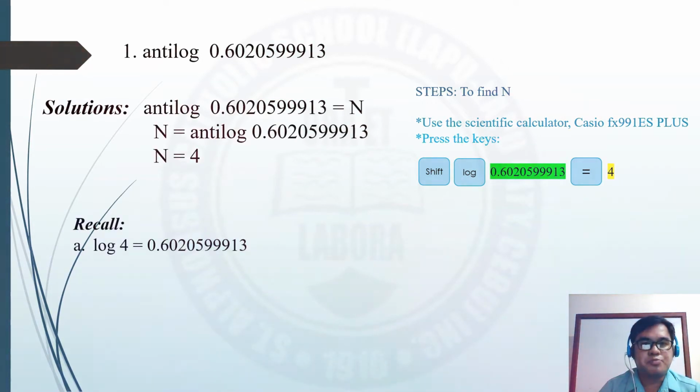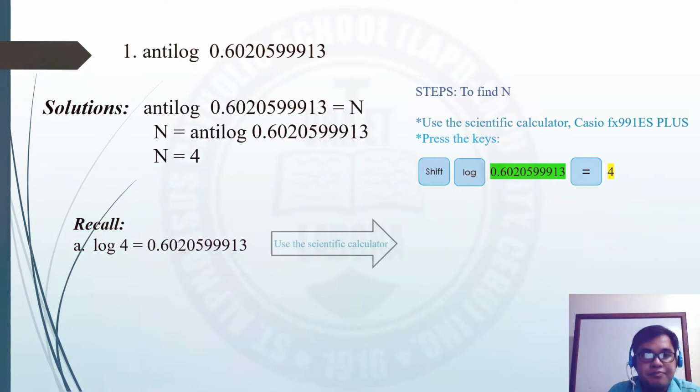So let's recall this process, that if you are going to get the value of the logarithm of 4, its result is 0.6020599913.